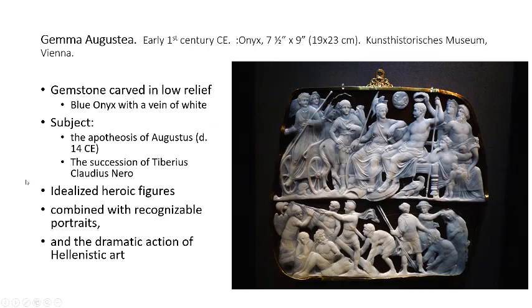The Romans also made things out of stone. This particular example here is called the Gemma Augustea. And it's a gemstone carved in low relief with blue onyx, right? So this outside dark bit is blue, but the onyx itself, the stone, had this white vein. And so the artist sort of carved into it, did relief sculpture and exposed that white vein within the onyx stone to create this amazing, beautiful thing.